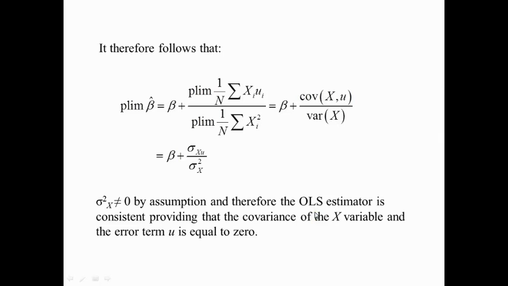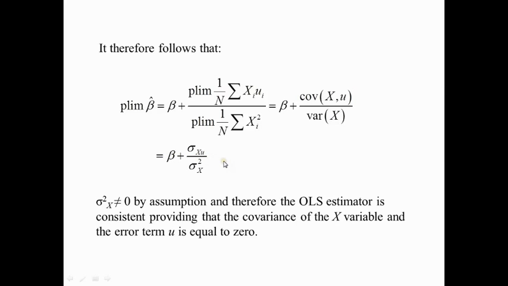Okay, now using that we can write the plim of beta hat is equal to beta plus the ratio of the covariance of x and u to the variance of x, or beta plus sigma xu divided by sigma squared x. Now, provided x has some variation, sigma squared x is not going to be 0. So providing x is not a constant, there's going to be some positive variance here. And therefore, the condition for the OLS estimator to be consistent comes down to whether or not the covariance of x and u is 0.